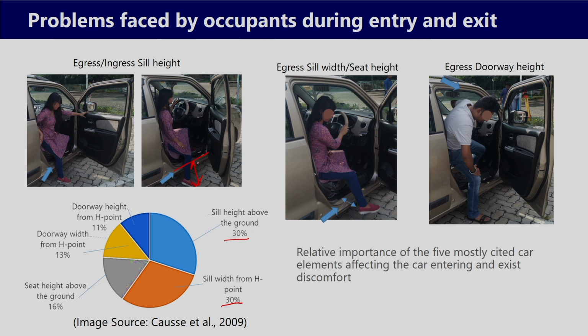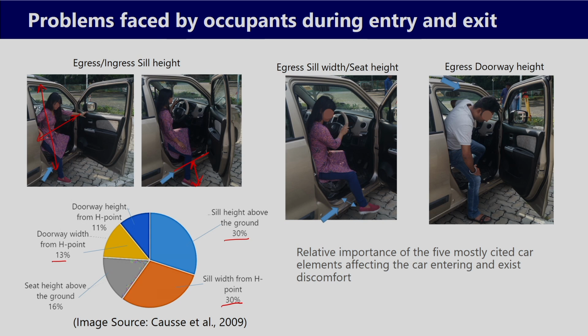Then doorway height from the H point is reported by 11% of people. This is the doorway height, and 11% of people reported that they find difficulties with it. Similarly, 13% of the people reported problems with doorway width from the H point.